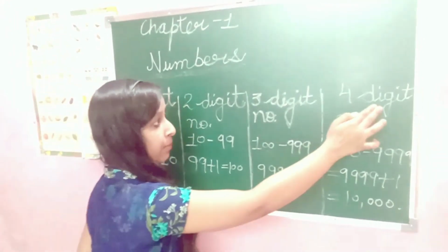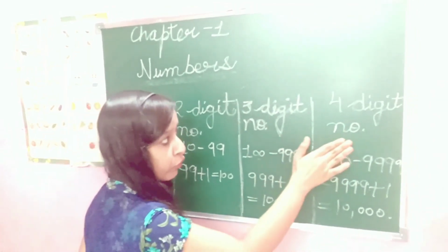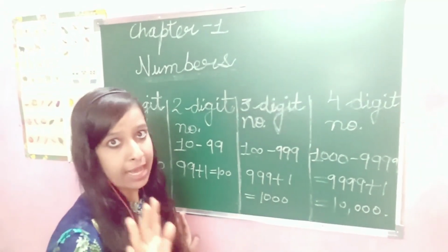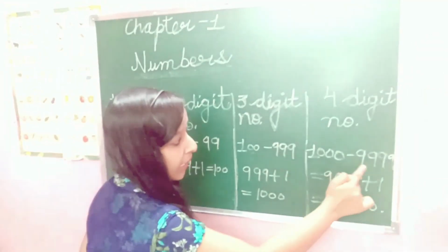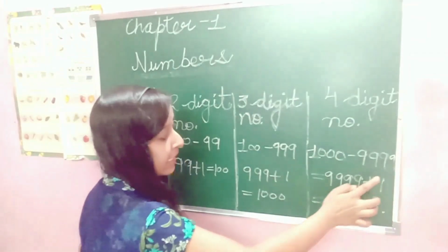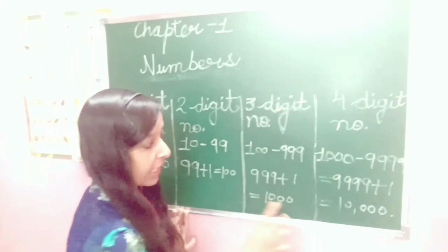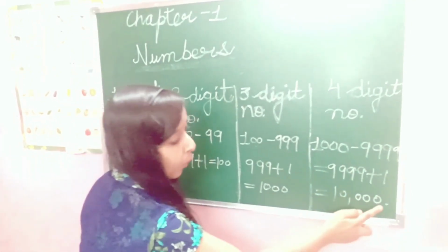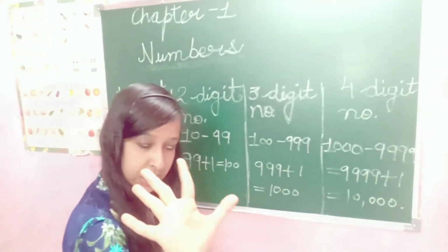Now 4-digit numbers are in your syllabus. We have to study about 4-digit numbers. Up till 3-digit numbers you have studied in class 2nd. 4-digit numbers are 1000 to 9999. 9999 is the largest 4-digit number. But when we add 1 to it, what will become here? 10,000. 1, 2, 3, 4, 5, which is the smallest 5-digit number.